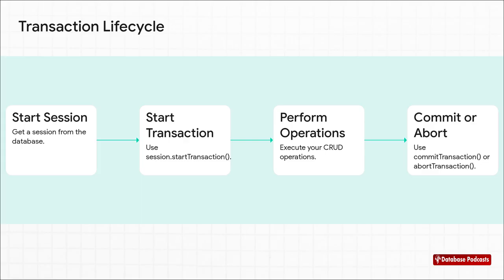First, you grab a session from your database connection. Then, you use that session to explicitly call startTransaction. From that point on, you can do all your create, read, update, and delete operations, and they all stay in their own little bubble for now. And then the final step is to make a choice. Either call commitTransaction to make it all permanent, or abortTransaction to just wipe the slate clean.